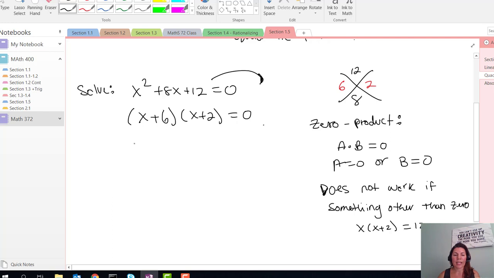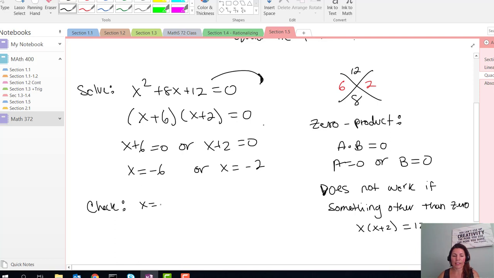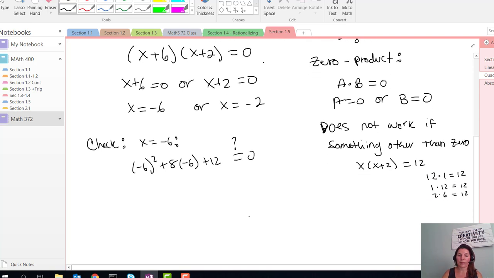So here, either x plus 6 is 0 or x plus 2 is 0, which says x equals minus 6, and this one says x equals minus 2. Those are our answers, and you can check them. If I'm going to check negative 6, if x equals negative 6, I'm going to have negative 6 squared plus 8 times minus 6 plus 12, and does that give me 0?